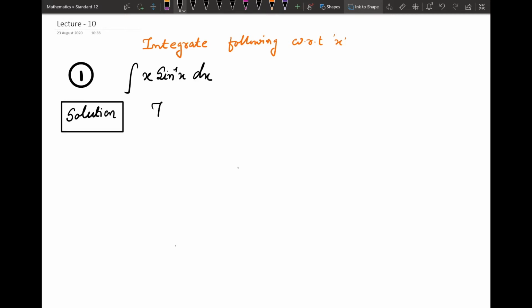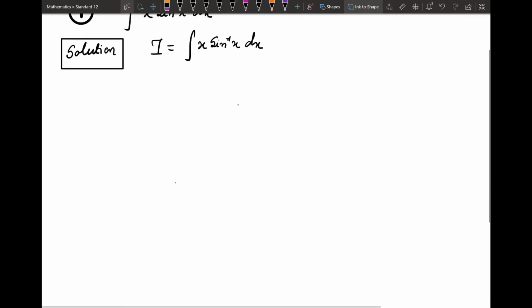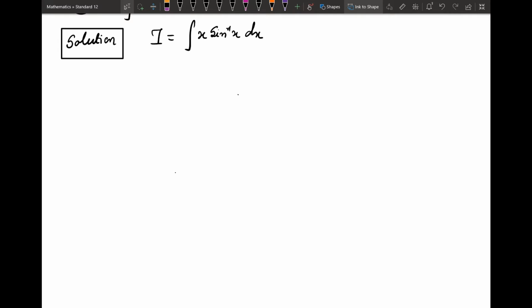We denote this by integration I, x into sine inverse x dx. So we will integrate this by parts. In this order we know I, L, A, T, E. Inverse is there, so take u equal to sine inverse x and v equal to x, and integrating by parts.